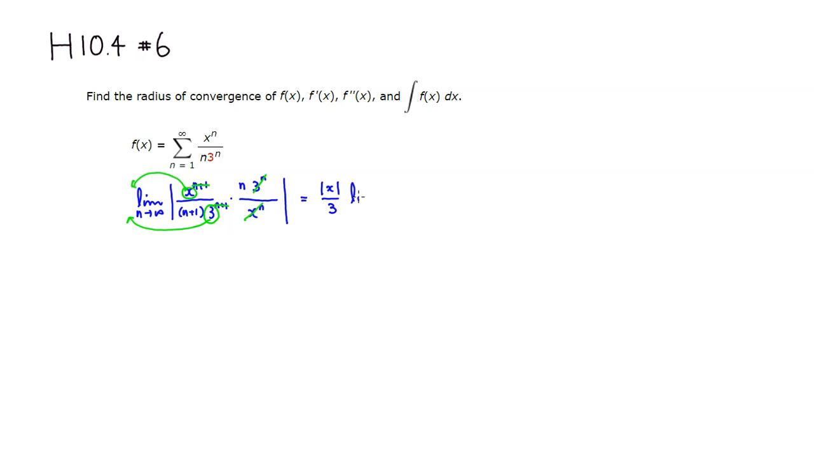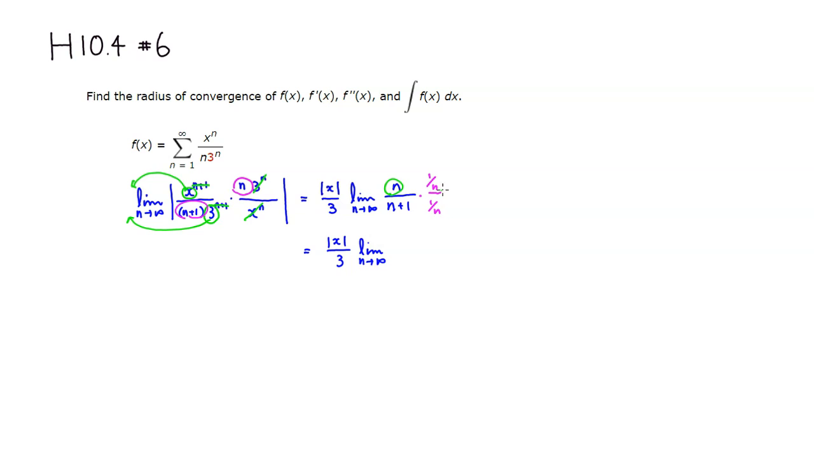Then you have a limit as n approaches infinity. And what's left is, let's see, there's an n on top, and then you have n plus 1 on the bottom. So you have n over n plus 1. Right? So as usual, I'm going to do the trick. I'm going to divide top and bottom by n, and we have absolute value of x over 3, and the limit as n approaches infinity.